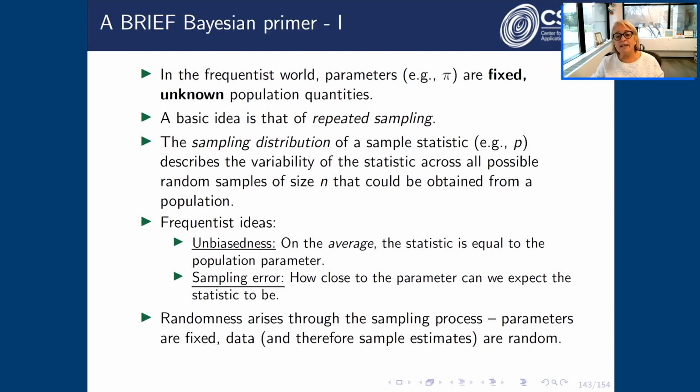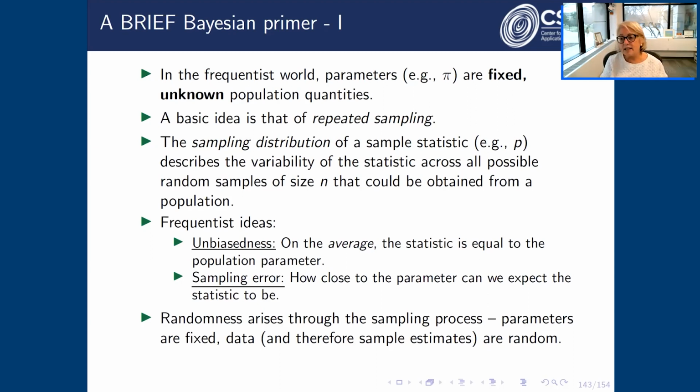And so we said, yes, in order to understand whether my P, the one that I get from the one sample I actually take, is any good, I think about these two ideas. One of them is the idea of unbiasedness, and the other one is this idea of sampling error. And the unbiasedness just tells us that if I have a random sample, on the average, the statistic is going to be equal to the population parameter.